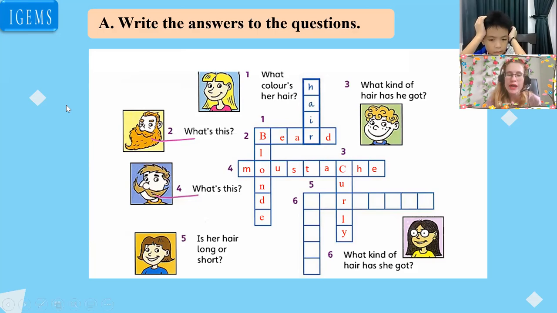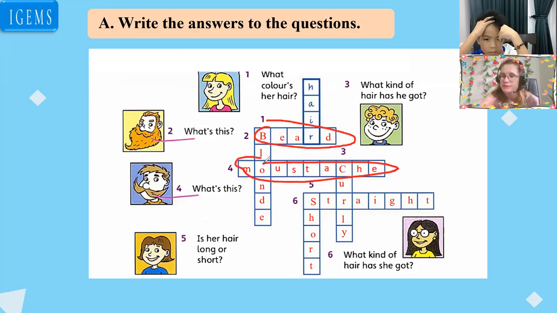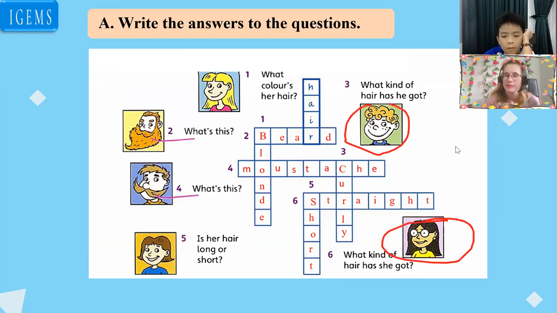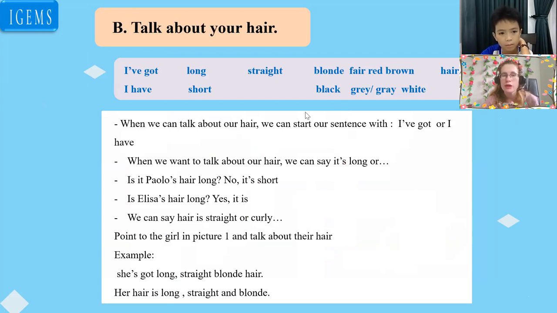Number five, is her hair long or short? Short. Six. What kind of hair has she got? Straight hair. Very nice. Andy, does your dad have a beard or mustache? No. Okay, good. Does your mom have curly hair or straight hair? Straight hair. Very nice. Good work. Talk about your hair.